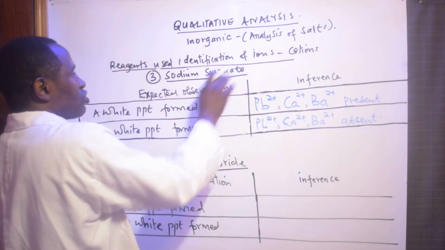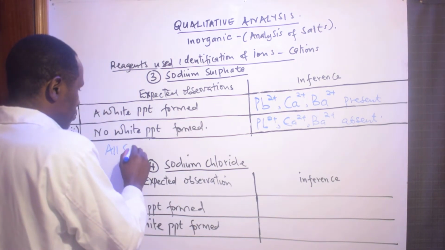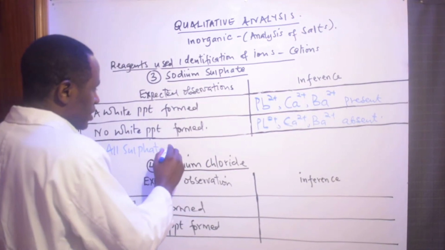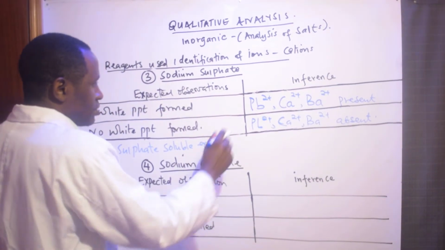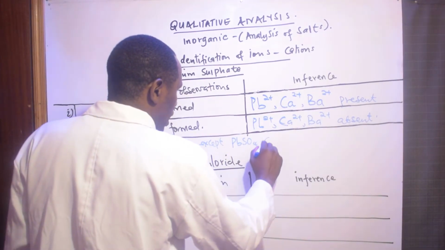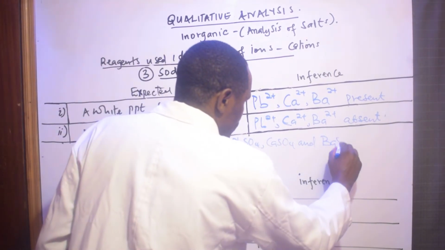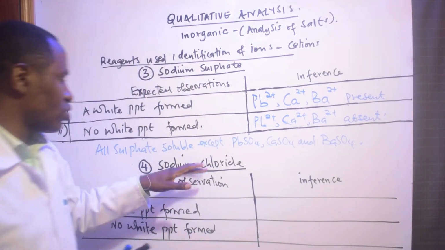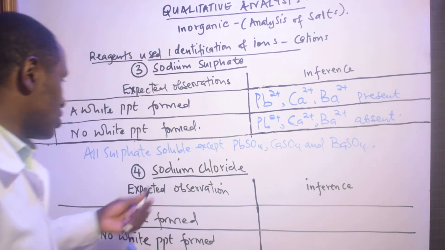So this one is just about the solubility of sulfates, and conclusively we can say that all sulfates are actually soluble, except that of lead, calcium sulfate, and barium sulfate. So this one is purely on this principle: all sulfates are soluble except lead sulfate, calcium sulfate, and barium sulfate. That's what we're actually talking about.